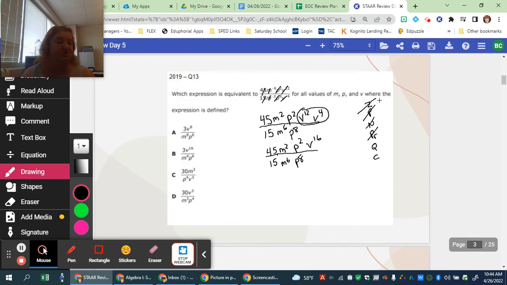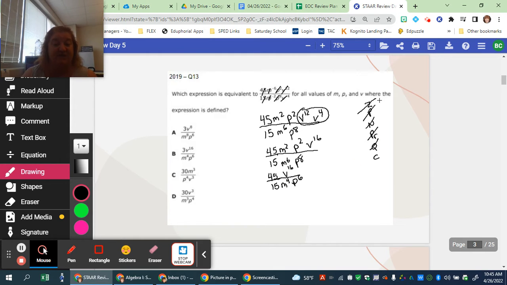What about the quotient rule? Quotient rule means we're dividing. So we still have our 45 over 15. And dividing says to subtract. Now, when I subtract, I'm going to get a -4. So that means I'm going to put the 4 down here, right? And when I subtract this one, I'm going to get a -6. So I'm going to put the 6 down here. And then I have my V16 that just stays.